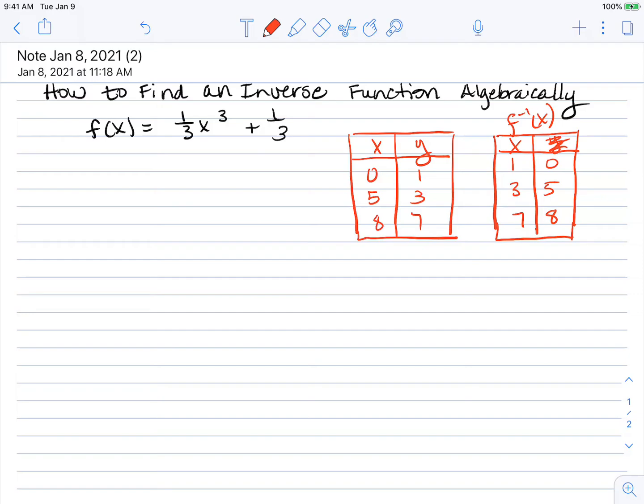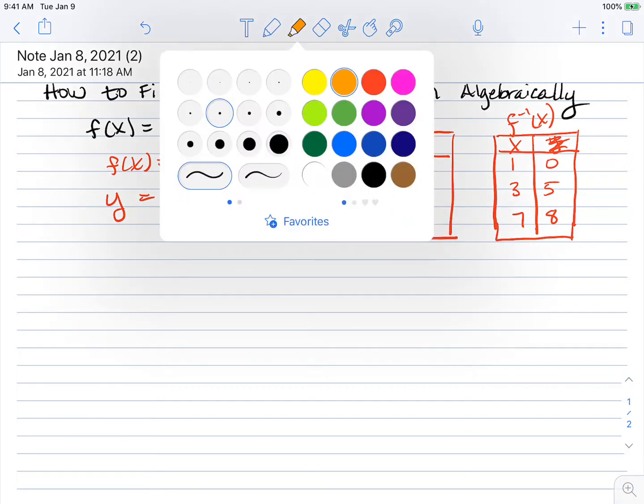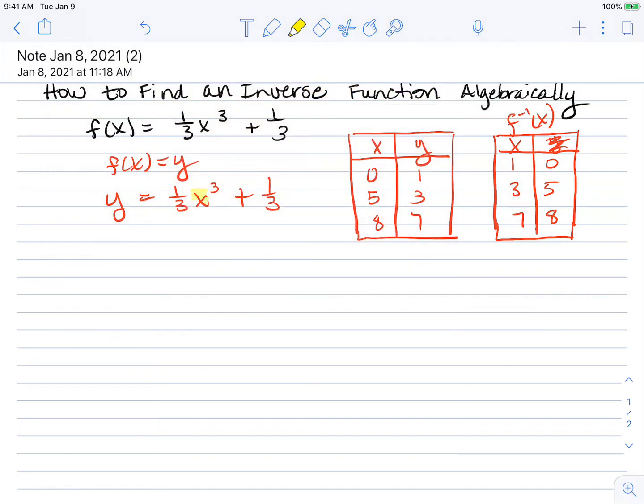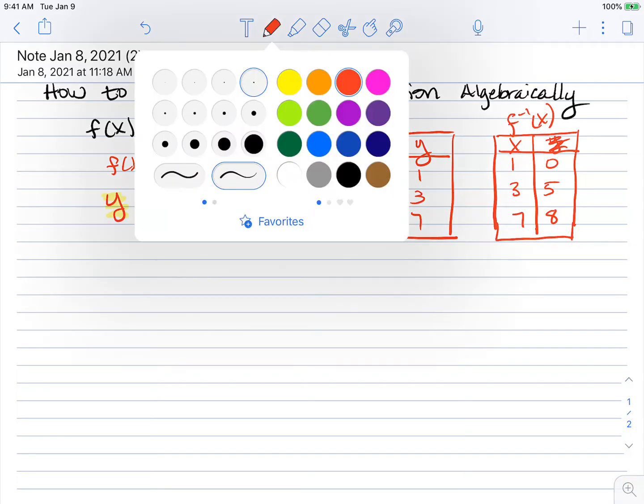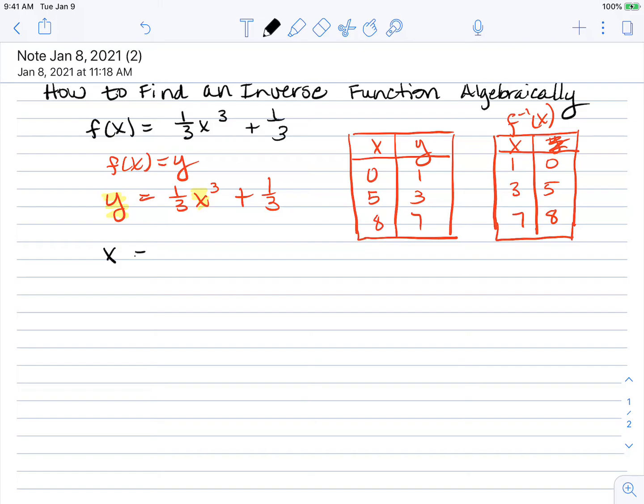So using that logic, I can do the same thing to my function to solve it algebraically. I just have to remember that f of x is the same as writing y. So I can rewrite this as y equals 1/3 x to the third plus 1/3. And what I'm going to do is take this x and this y and switch their places. So I now have the function x equals 1/3 y to the third plus 1/3. And now what I want to do is isolate my y.